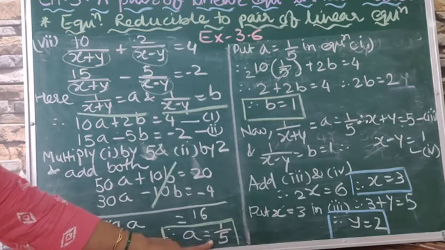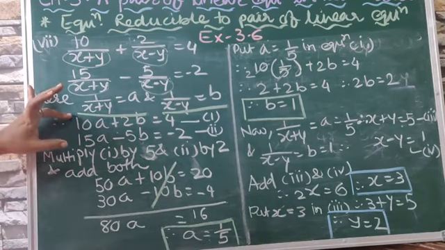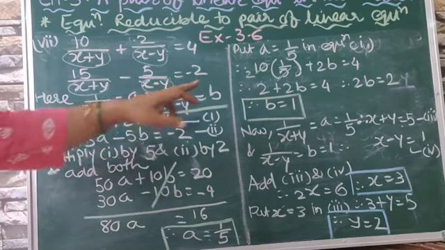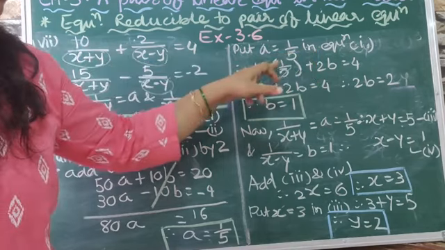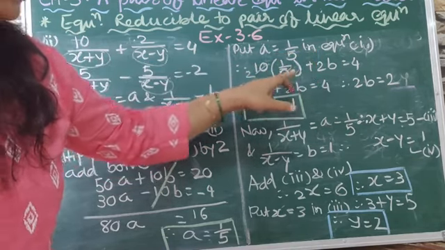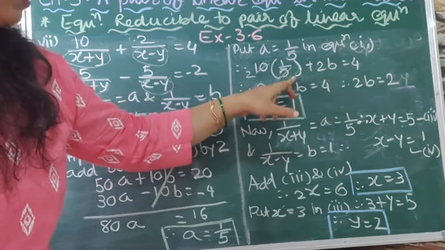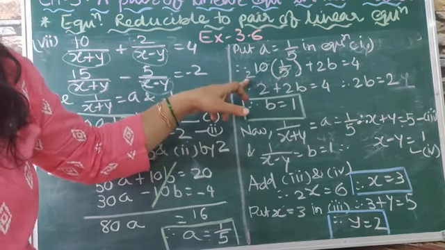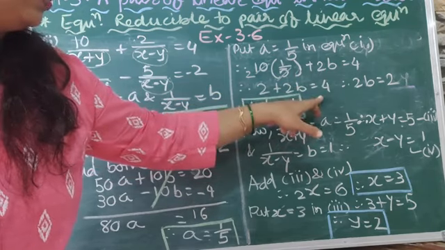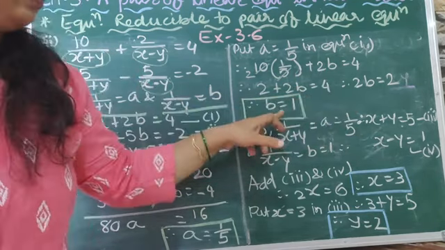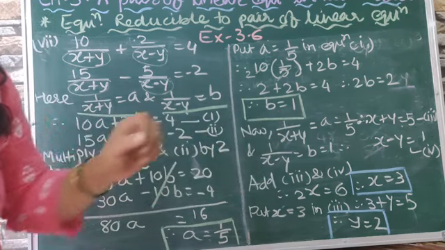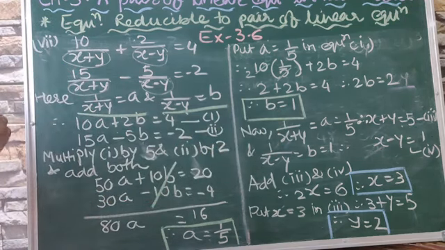Now I have to put this value in either equation 1 or 2 to get the value of b, and I choose equation 1. If I substitute this value, a is 1/5, so 10 times 1/5 is 2. So 2 + 2b = 4, and therefore 2b = 2, and therefore b = 1. I got it.